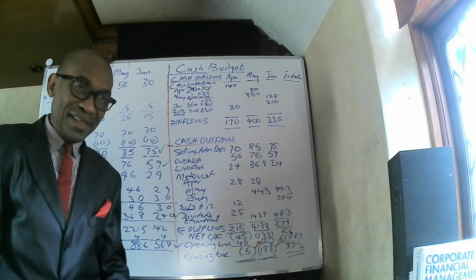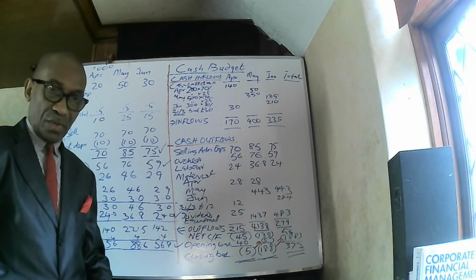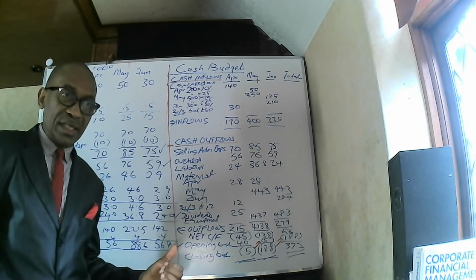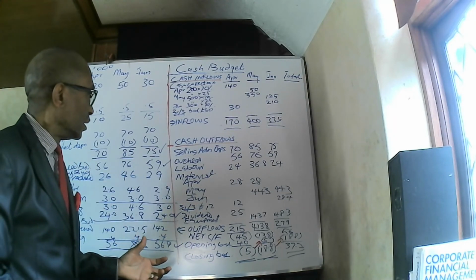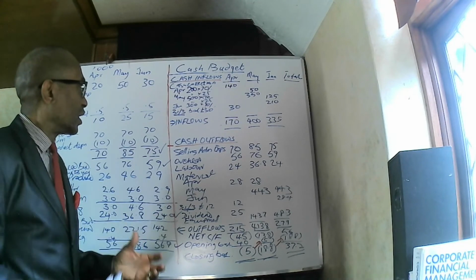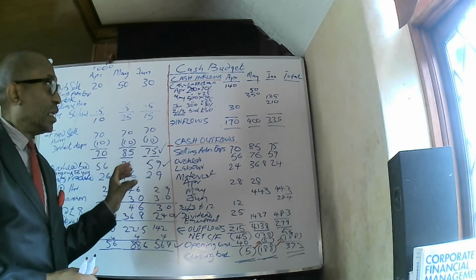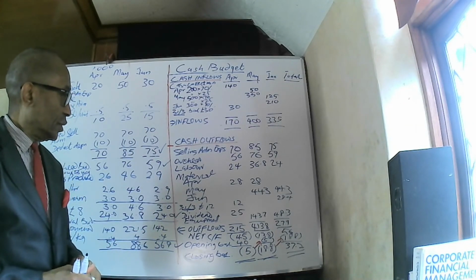Right. This is our cash budget completed. So we got everything here. We got the sales budget, the production budget, the labor budget, overhead budget. Everything that makes up the master budget has been computed, and this is the cash budget for us to use.